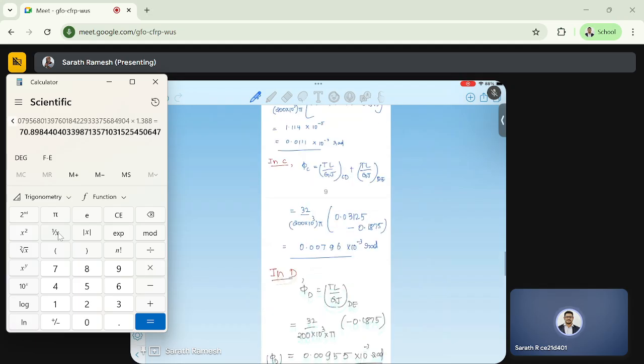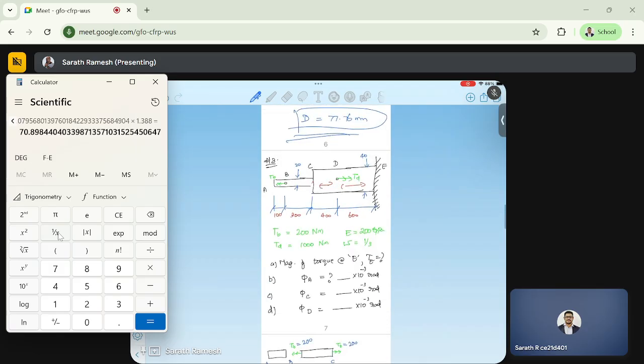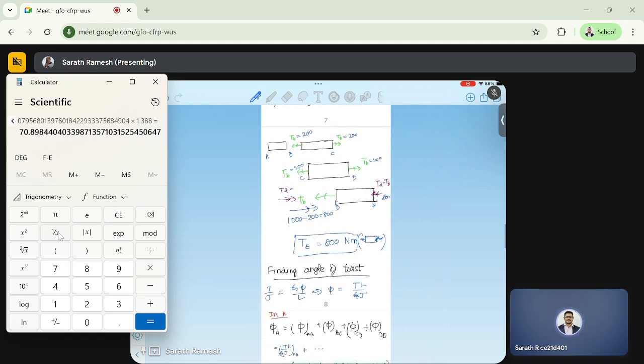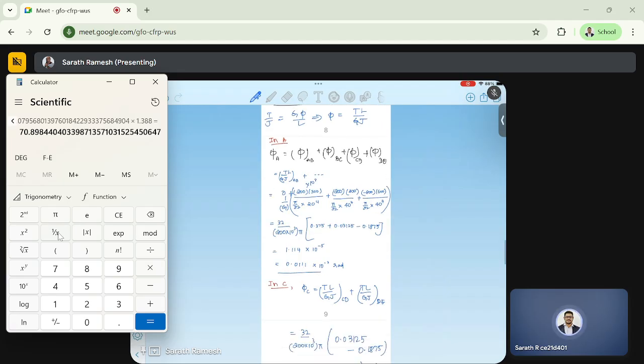Somewhere I think I missed 10 power 3. In this sum, this is Newton meters. So in the calculation, we have used mm, so 10 power 3 will come. Whatever the answer, this multiplied by 10 power 3 will come. Just make a note: 1, 2, 3, 11.1 into 10 power minus 3, for mm.